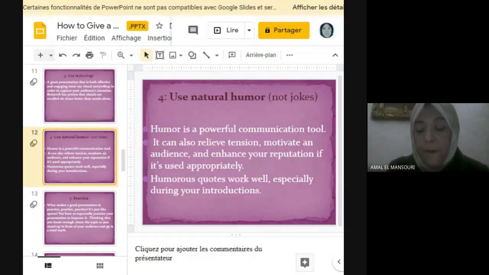And it leaves the audience with a good impression, okay? Good impression. They will like you. Whatever you say, it will be clear to them.